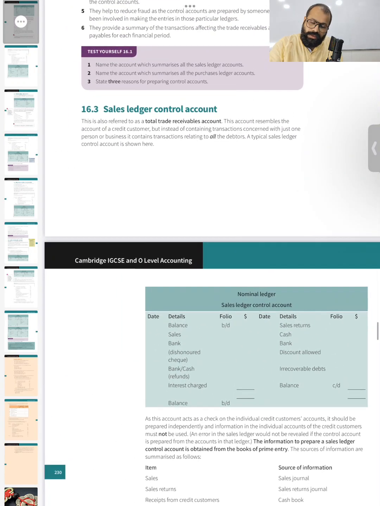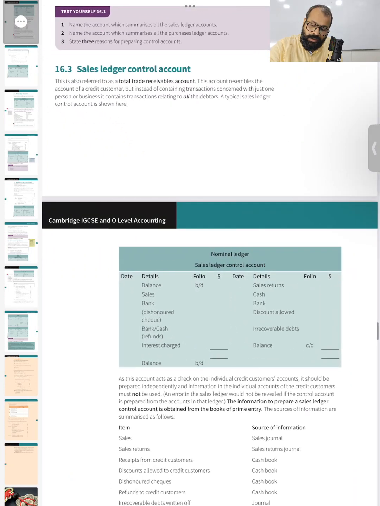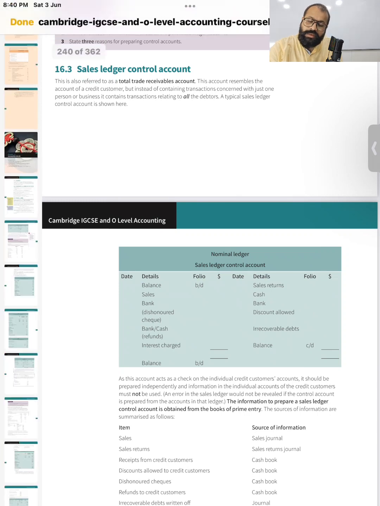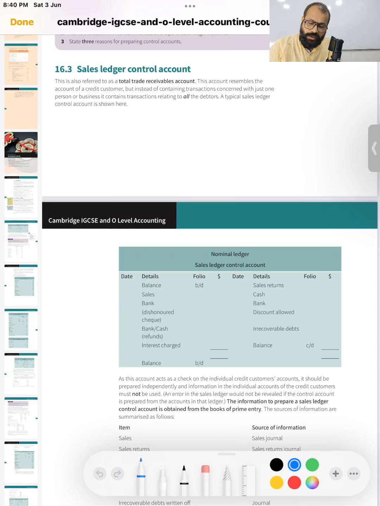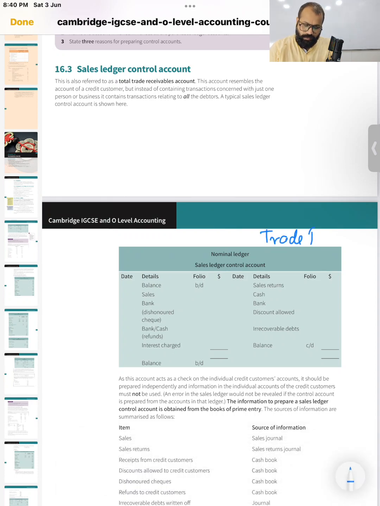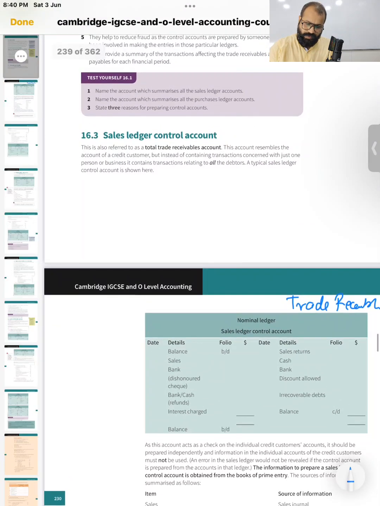Okay, so basically sales ledger control account is nothing else but trade receivable. Sales ledger control account is nothing else but preparing trade receivable, the amount of money you are going to receive from your sales on credit. That is basically sales ledger control account. Okay, the name they have given is sales ledger control account, but it is also called trade receivable. I'll just show you where it is. It is mentioned here. Yeah, this is also referred to as trade receivable account.